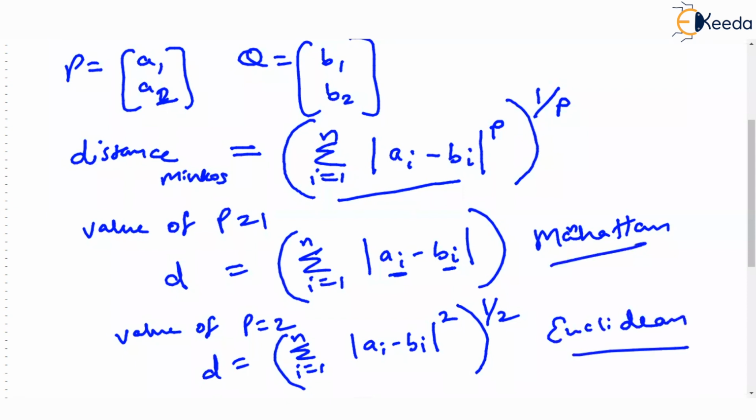Now, why are we even discussing this? You will say, sir, what magic are you teaching us? I mean, what have you achieved by learning this Minkowski formula? This is just a generalization. If you put P as 1, you will get Manhattan. P as 2, you will get Euclidean.